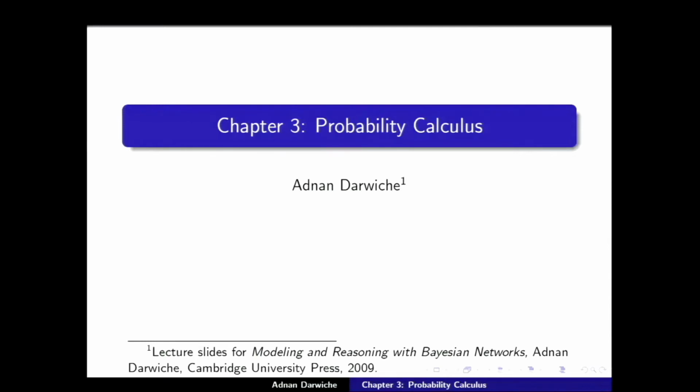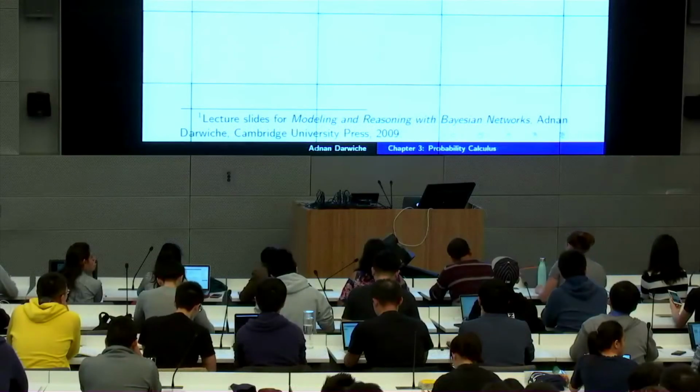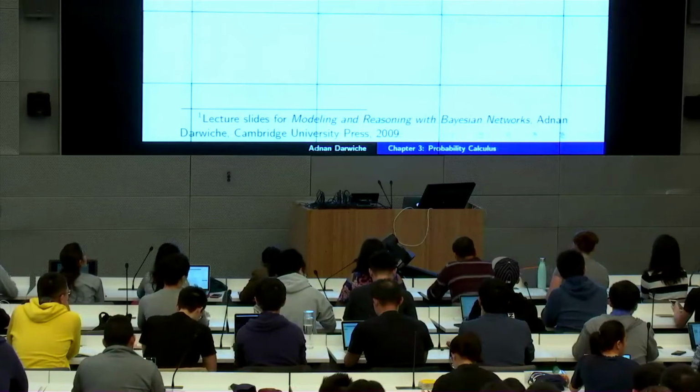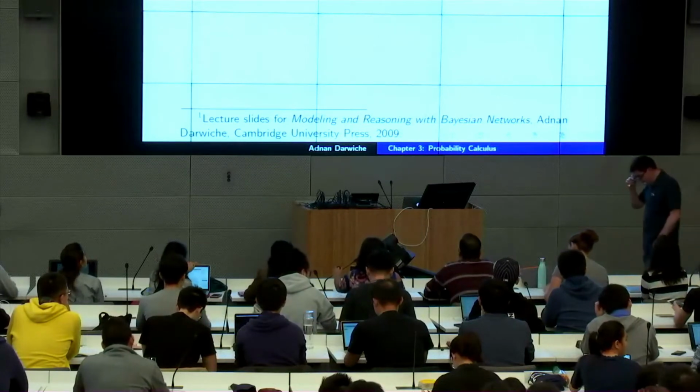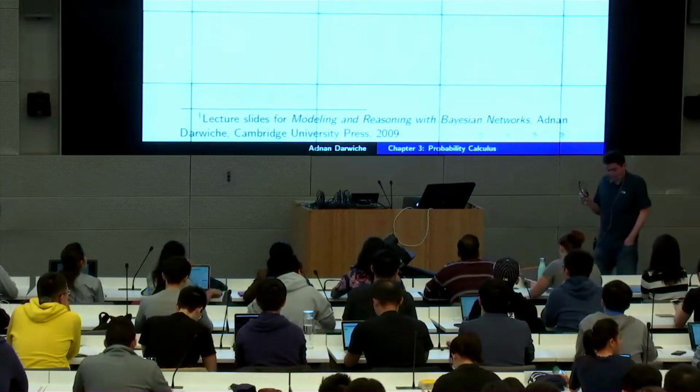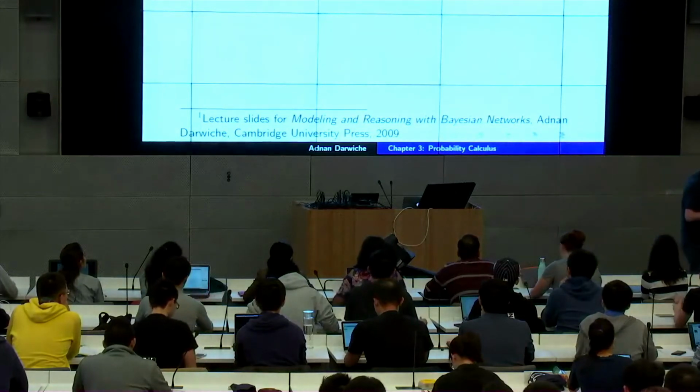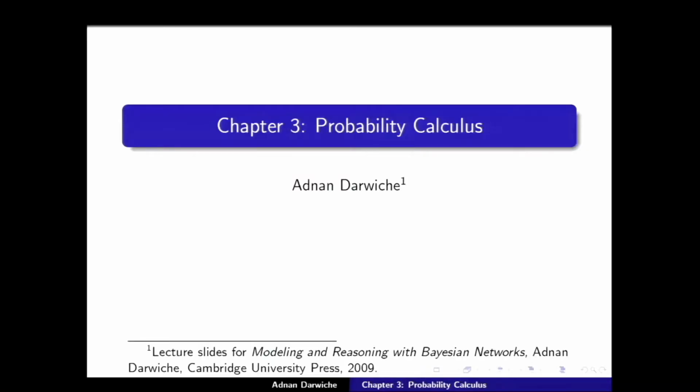All right, so what we'll do today is get into chapter 3 of the book, which is dedicated to probabilistic reasoning. Last time we did chapter 2, which is propositional logic, which was the foundation for this.